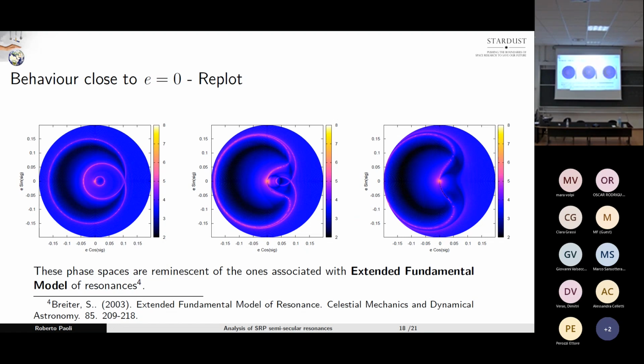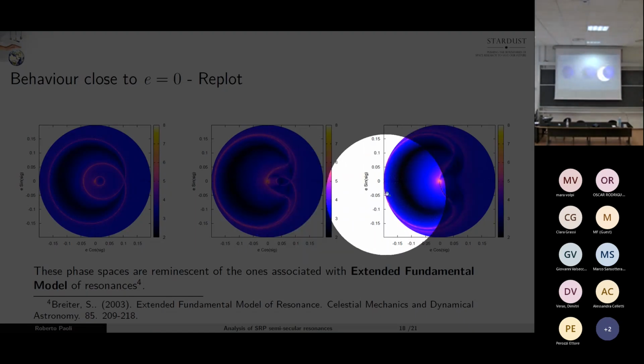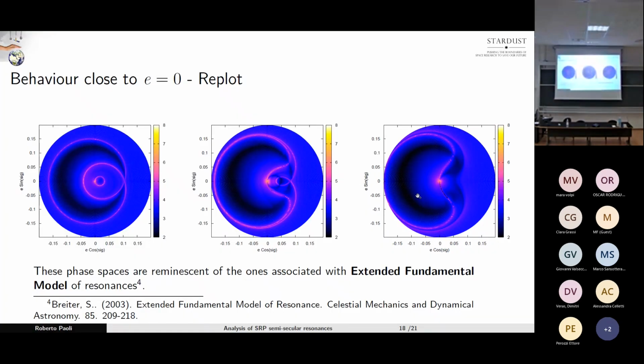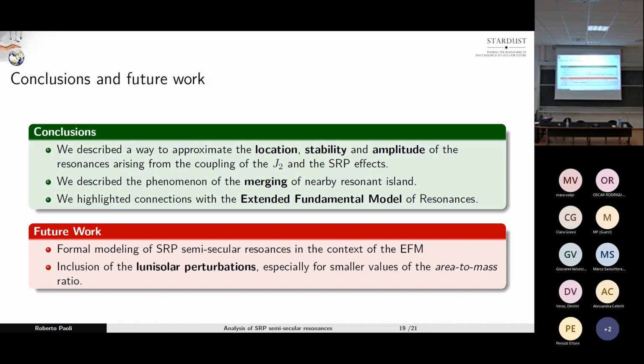And we can see that with the increase of the area-to-mass ratio, we tend to lose equilibria. So at the increase of the area-to-mass ratio, we have less and less equilibrium points. For example, in this last situation, we just have 1, at even moderate values of the eccentricity, because it's almost 0.1.